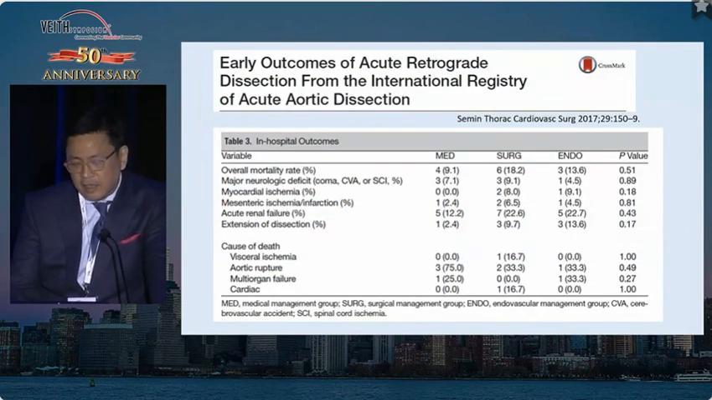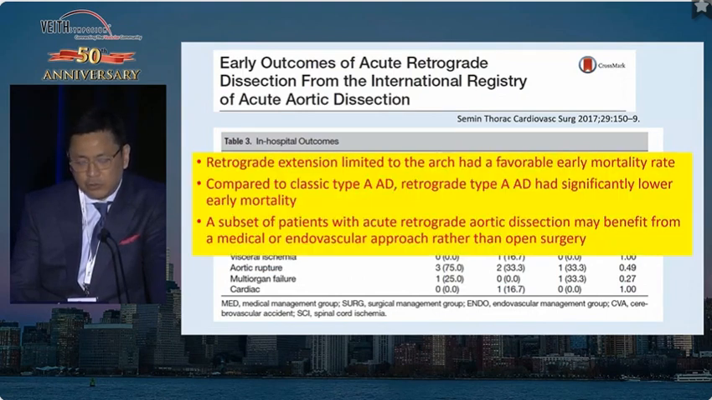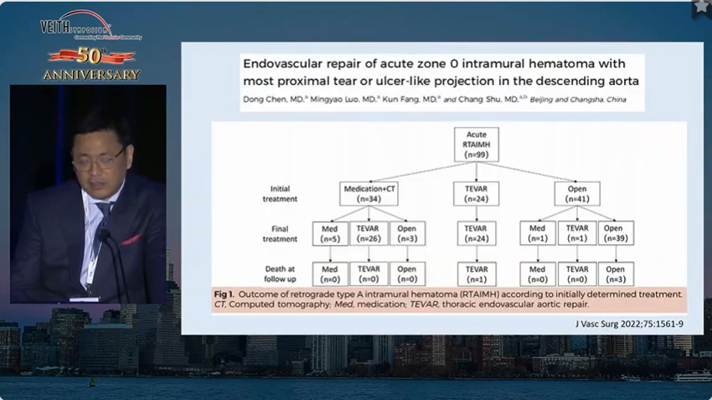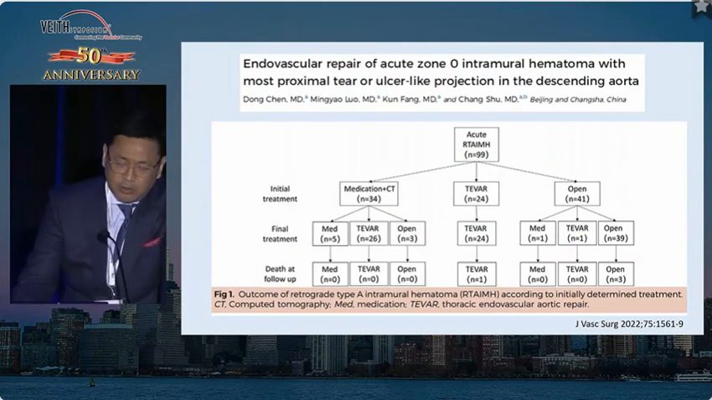And this is the report from IRAD on the early outcome of acute retrograde type A dissection with all 3 groups of treatment. They concluded that retrograde extension to the arch has a variable early mortality rate compared to classic type A dissection. Retrograde type A dissection has a significantly lower early mortality. And they think that a subset of patients with acute retrograde aortic dissection can really benefit from the medical or endovascular approach rather than the surgical approach.